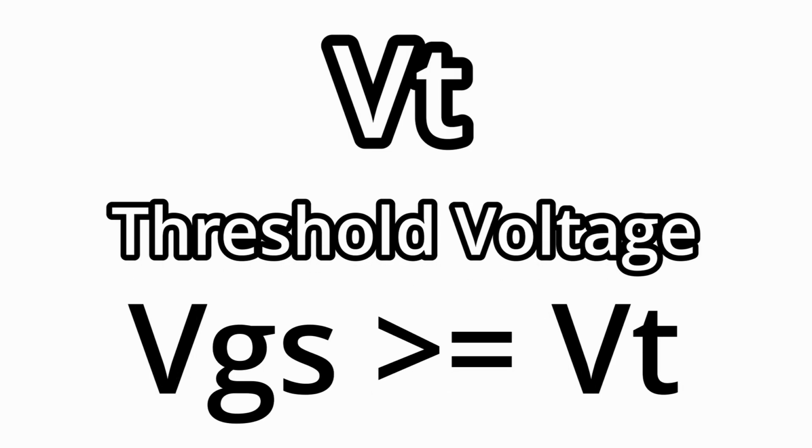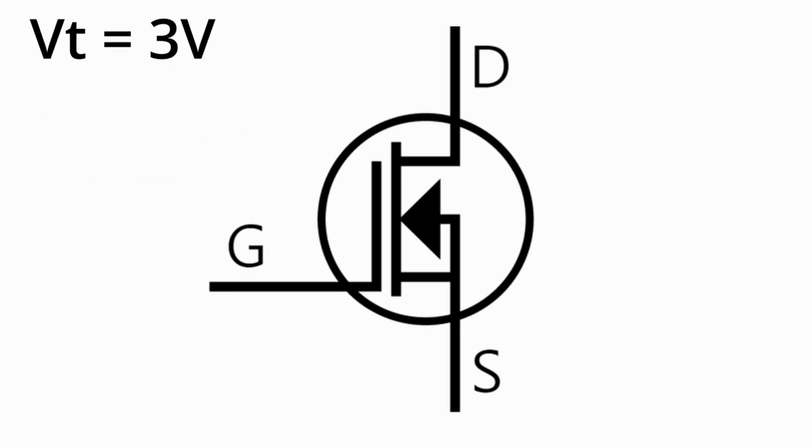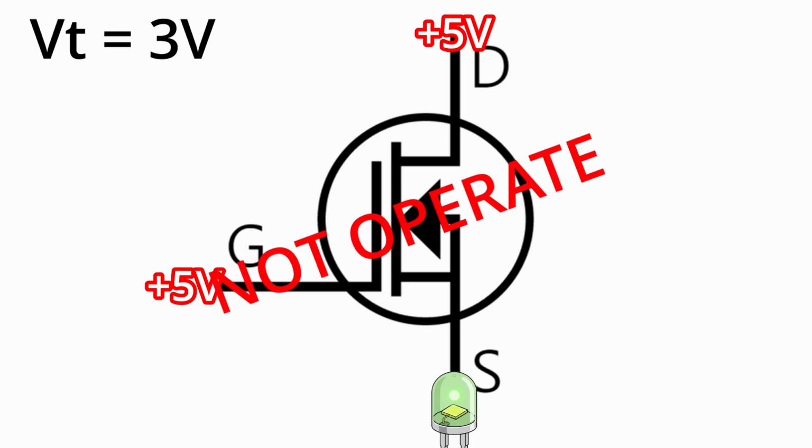For example, let's say we have a MOSFET where threshold voltage is 3 volt. We connect 5 voltage to the gate, 5 voltage to the drain, and an LED to the source. Will the LED turn on? The answer is it will not operate.